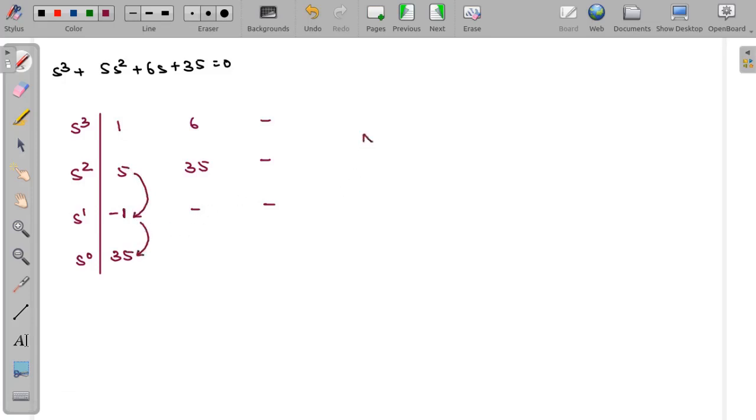So the number of sign changes, it is equal to how many? It is equal to 2. So number of right hand poles are how many? Number of right hand poles is equal to 2. So over here we have 3 poles. So out of those 3 poles, 2 are in the right side, 1 is on the left side.